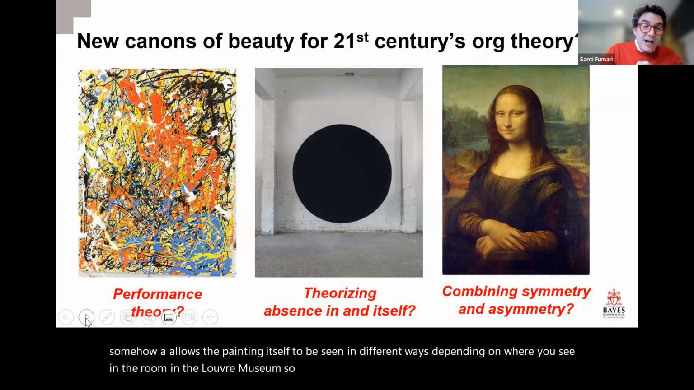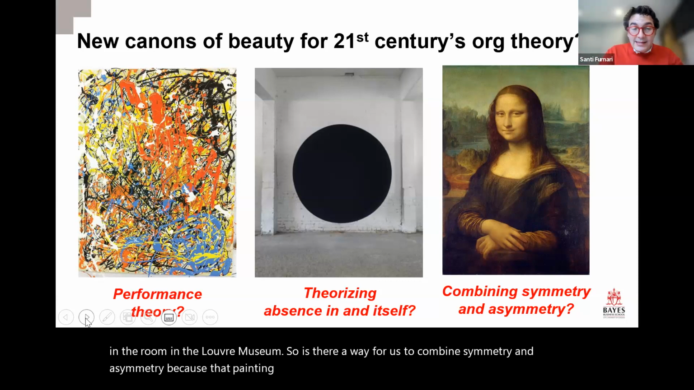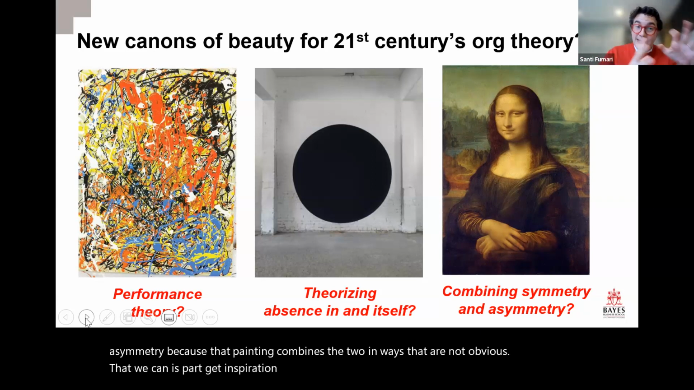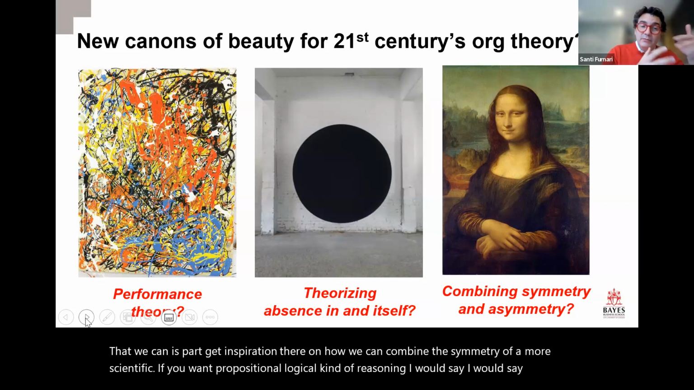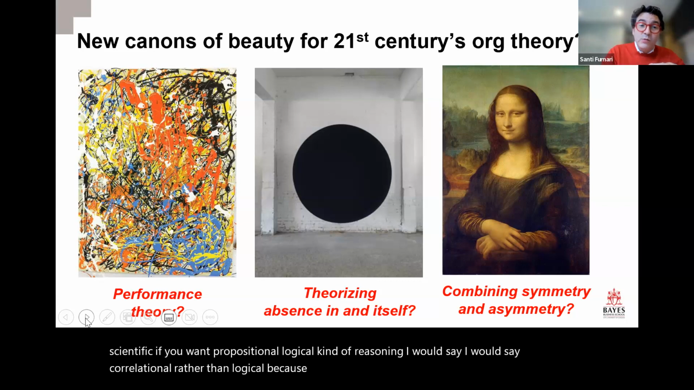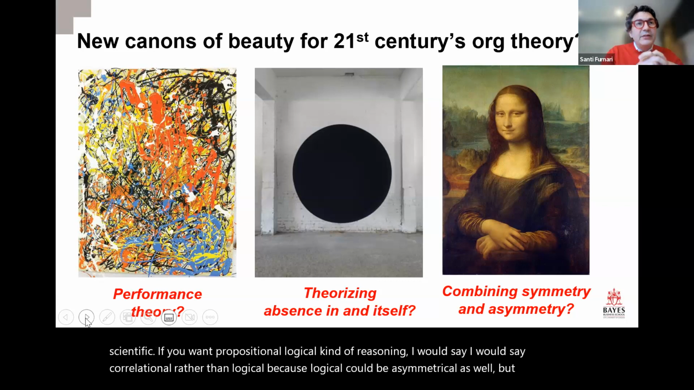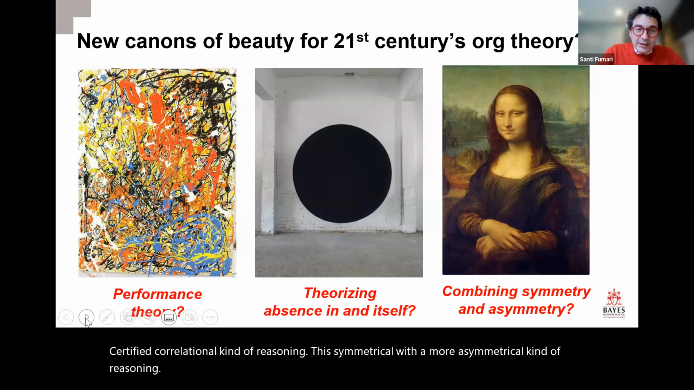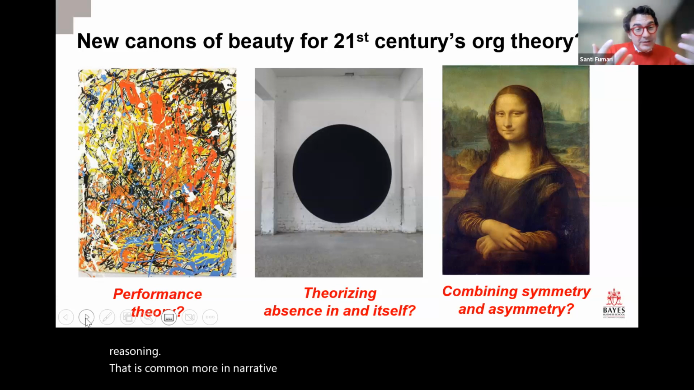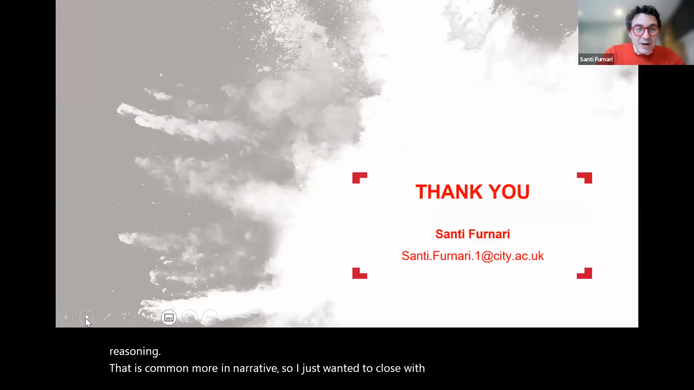So is there a way for us to combine symmetry and asymmetry? Because that painting combines the two in ways that are not obvious. And we can get inspiration there on how we can combine the symmetry of a more scientific, propositional, logical kind of reasoning, I would say correlational rather than logical, because logical could be asymmetrical as well, but scientific correlational kind of reasoning, the symmetrical, with a more asymmetrical kind of reasoning, which is more common in narrative. So I just wanted to close with these provocations.